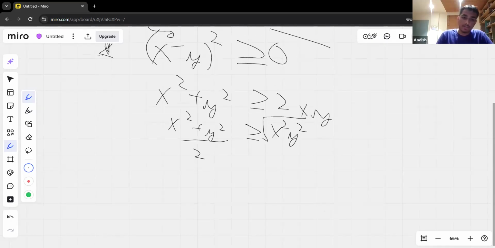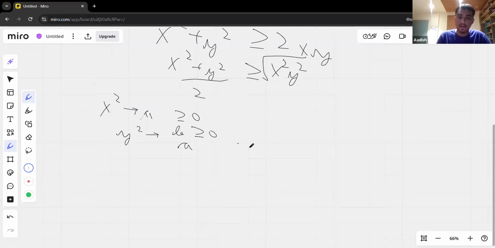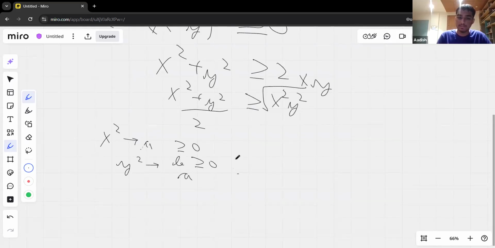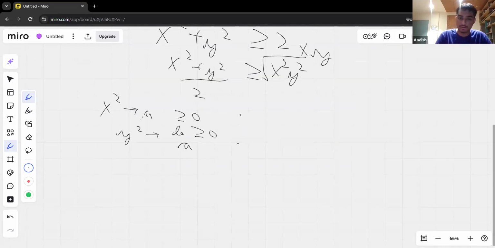Now, I'll do a change of variables: make x squared as a and y squared as b. So this also means that a and b have to be greater than or equal to 0. So what happened till now? Nothing really. I just said (x minus y) squared is positive and then I expanded it out. Yes, squares are positive. If you know squares are positive, you have not missed anything. So (a plus b) by 2 is greater than or equal to root ab.